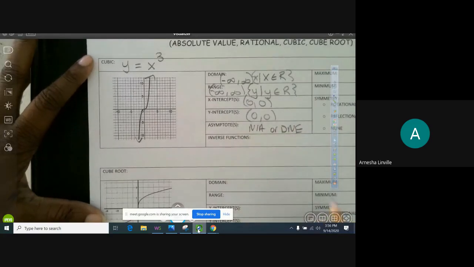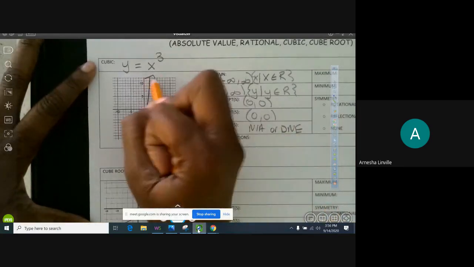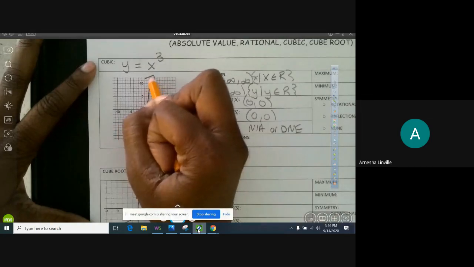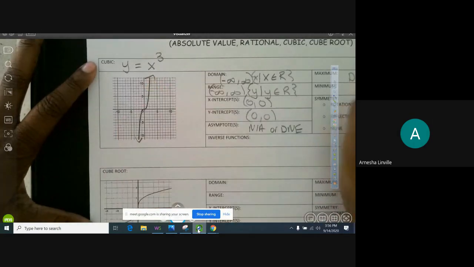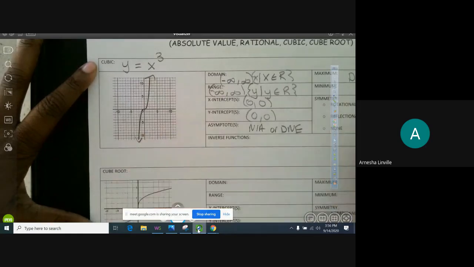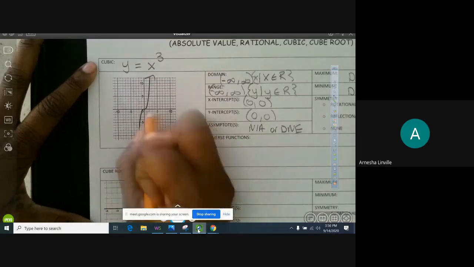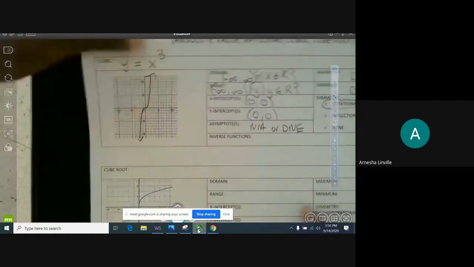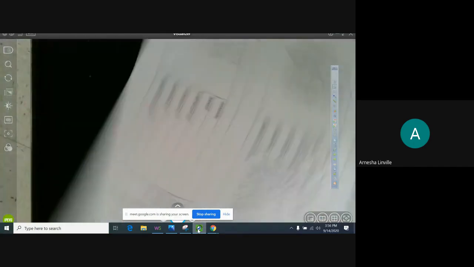So it does not exist. The maximum, if I go to the high, it continues, so there is no maximum. If you go to the low side, it continues forever, so no minimum. And then this has rotational symmetry. So again, when I turn the paper upside down, it looks like the original graph. So that's how you determine rotational symmetry.